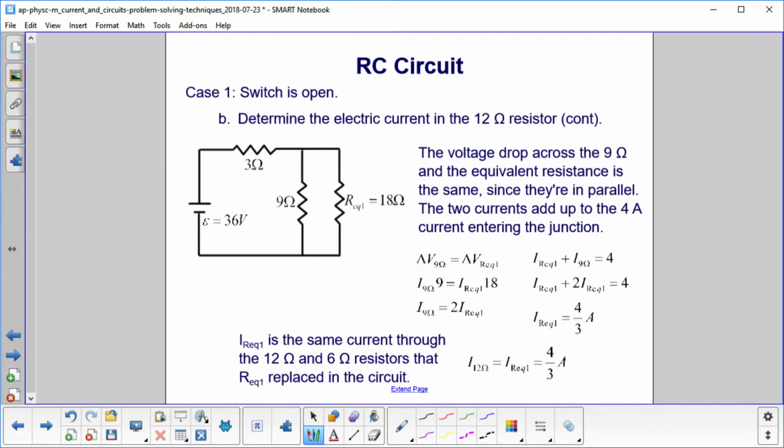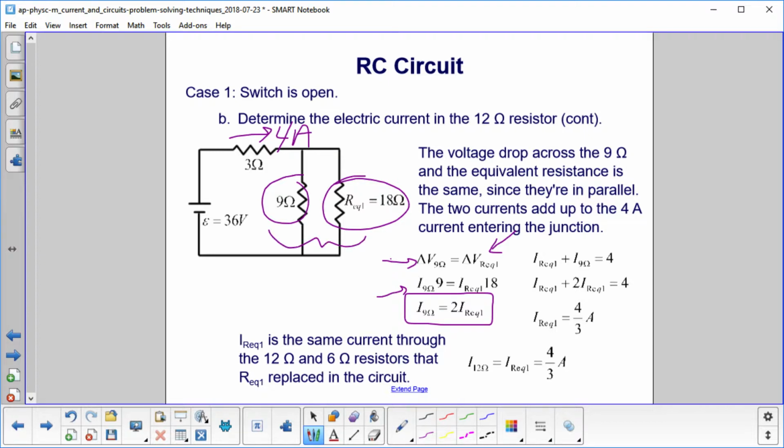The voltage drop across this resistor and the equivalent resistance here are the same since they're in parallel. Also, those 2 currents have to add up to the 4 amps that came out of the battery and went through the 3 ohm resistor. So we show that the delta voltage across the 9 ohm is equal to the one across R equivalent 1. We substitute in IR equals IR, and we find that the current through the 9 ohm resistor equals twice the current through the equivalent resistance. And you could have just looked at that here, right? Because the 9 ohm is half the resistance of the equivalent one, so the current through it should be twice.